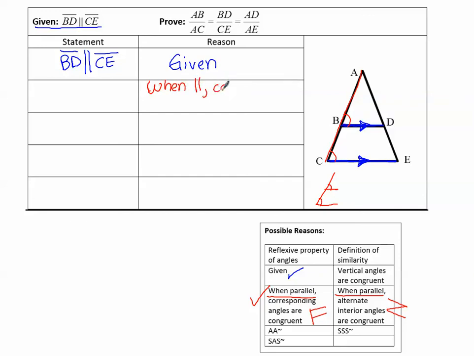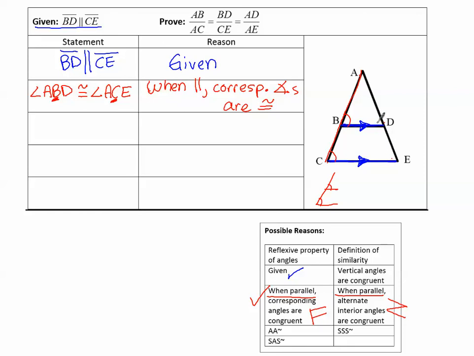When parallel, corresponding angles are congruent. Which angles? A, B, D. B is in the middle because that's where I put the mark, is congruent to angle ACE. Well, I could have drawn the transversal down this side and got this pair of corresponding angles, but I'm going to try something different just for fun and to show you what else we could do.